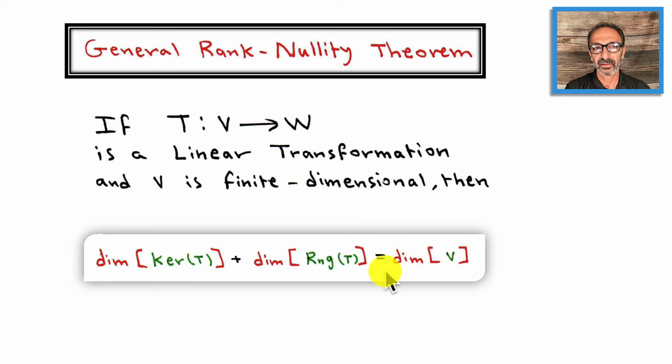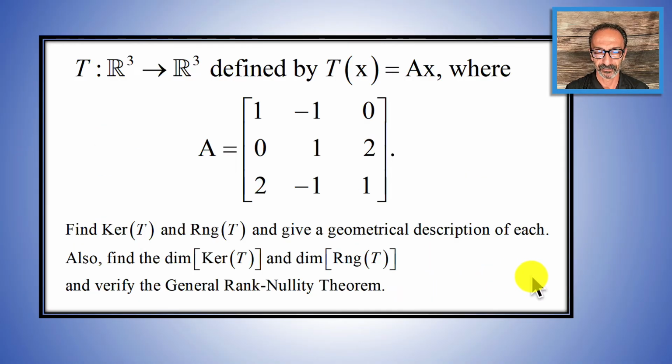The General Rank-Nullity Theorem says if you're going from V to W under a linear transformation T, and V is finite dimensional, then the dimension of the kernel plus the dimension of the range will add up to the dimension of V itself. So here's our problem again. That's my V, that's my W, the matrix of transformation.